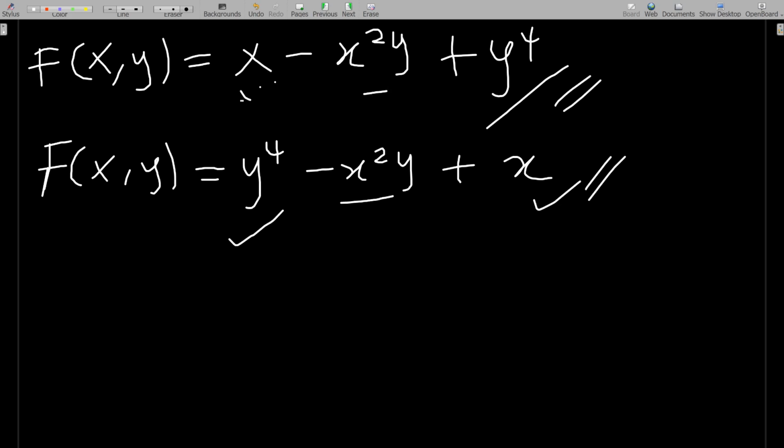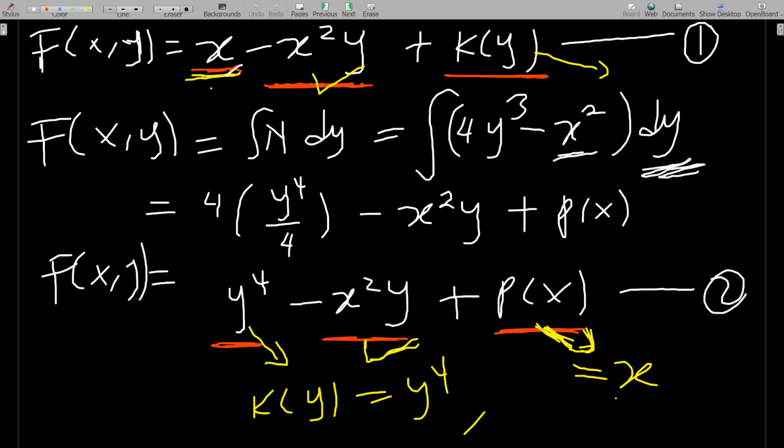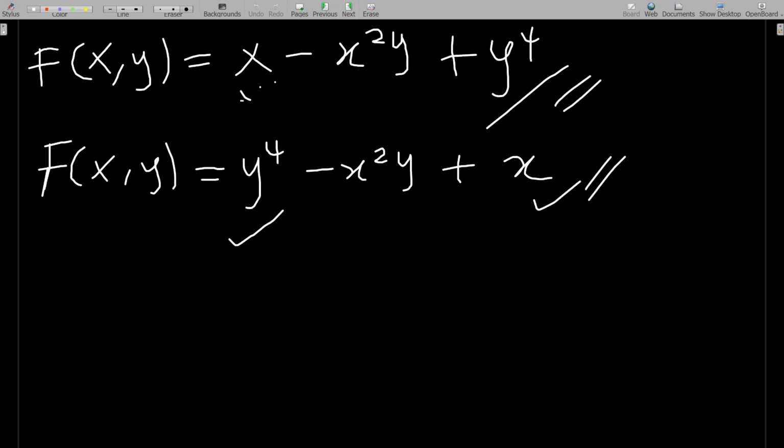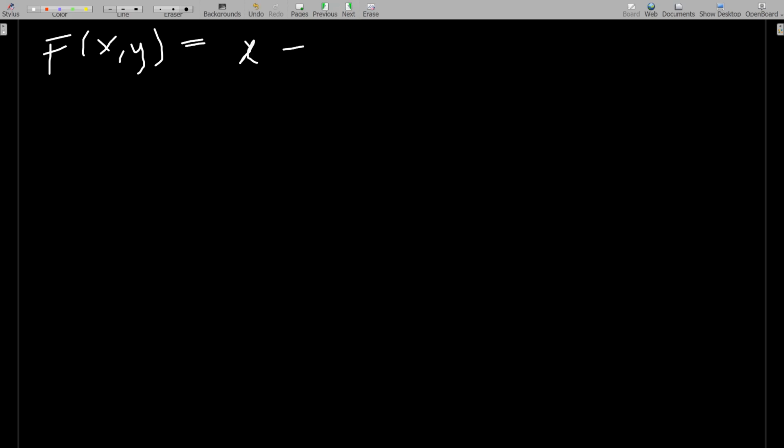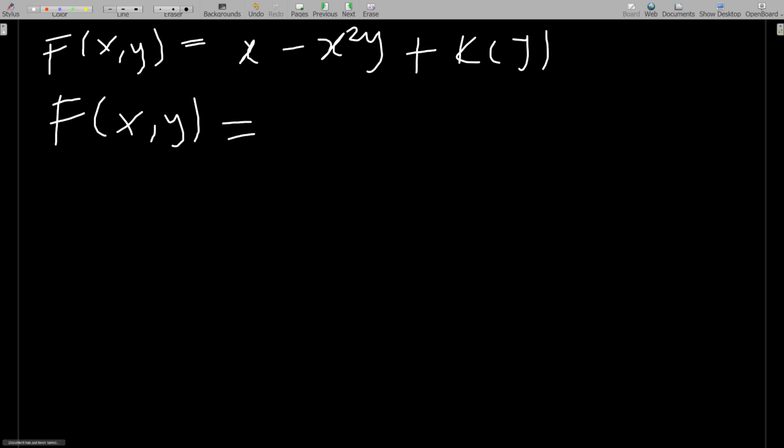So the alternative way is that you can also add the two equations, but the terms that appear in both cases, you write one of them and then you throw away the constants. Okay, this is what I mean. If you were supposed to add the two equations, I have f of x y. I'm using my time to explain this, and in the next question I'll just go through it straight away. The first one has x minus x squared y plus some k of y, and the second one has y to the power 4 minus x squared y plus some p of x.